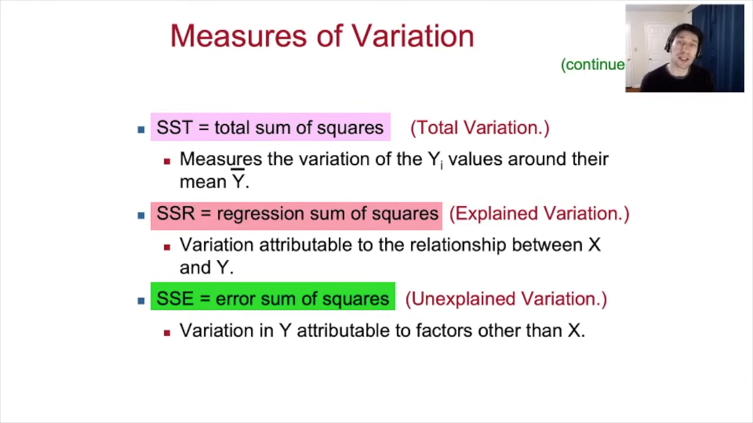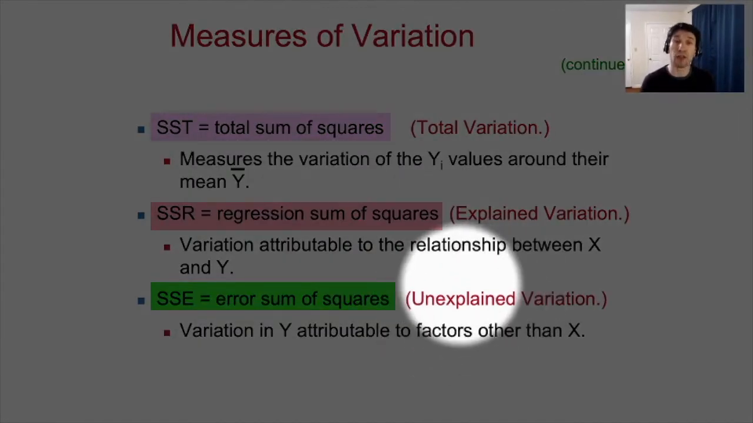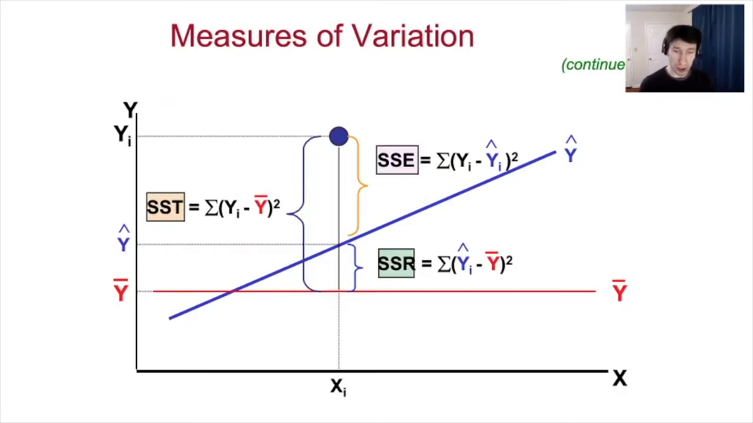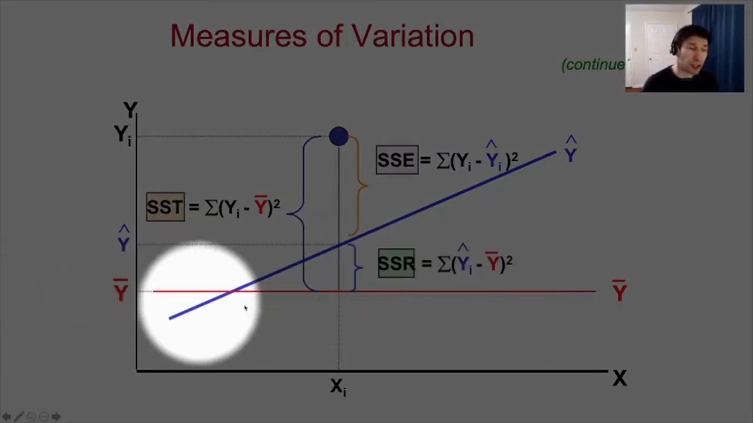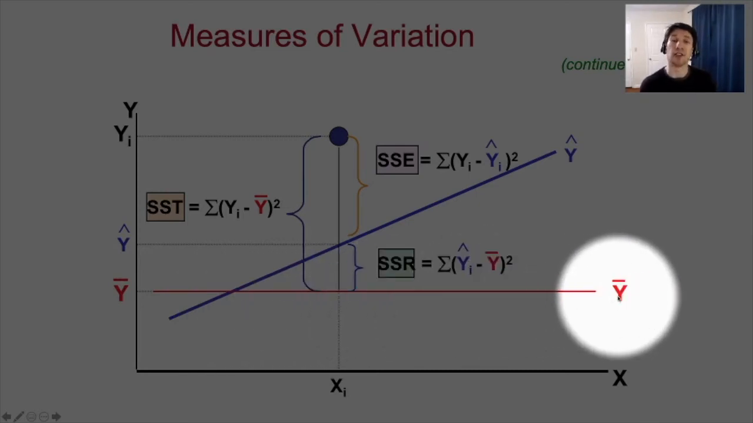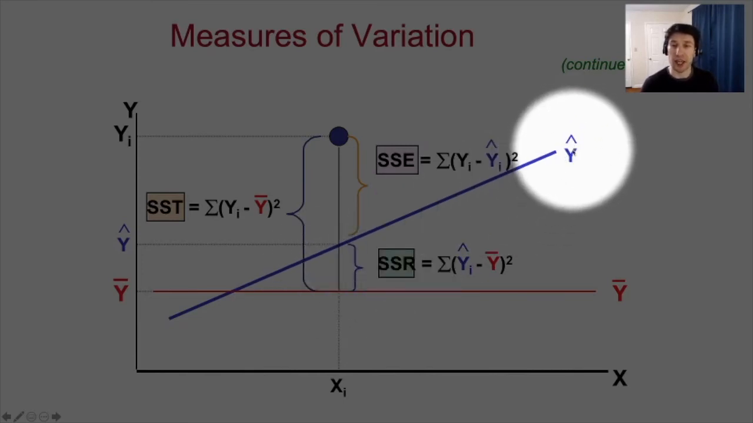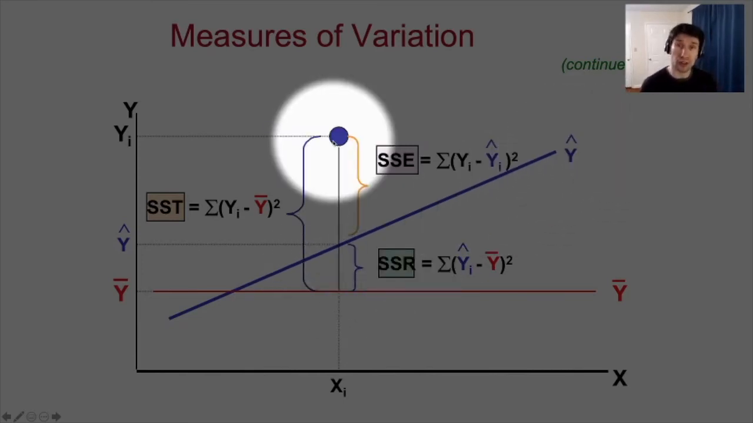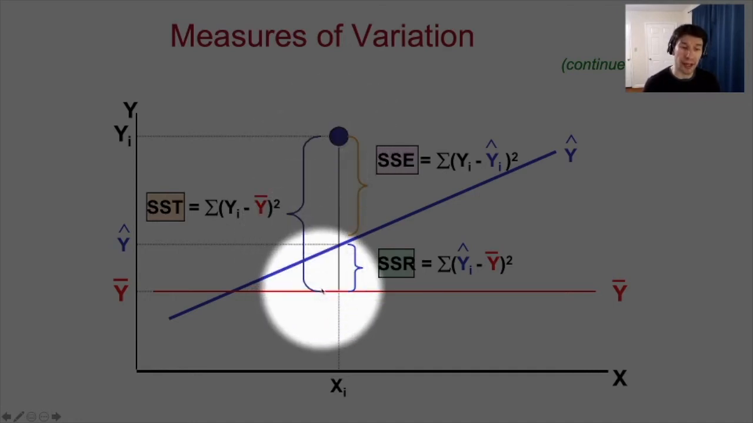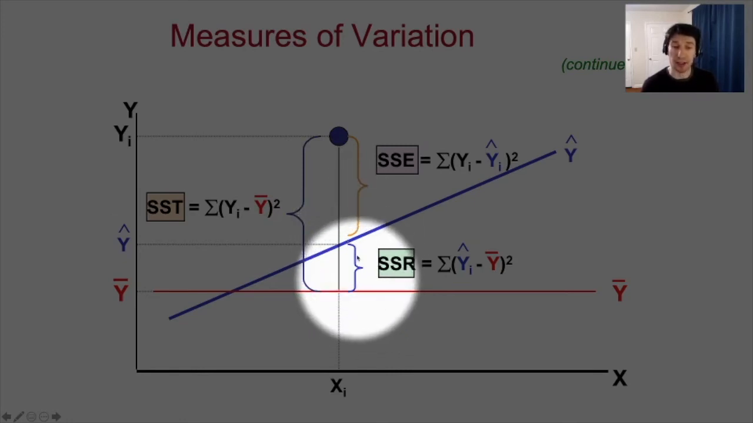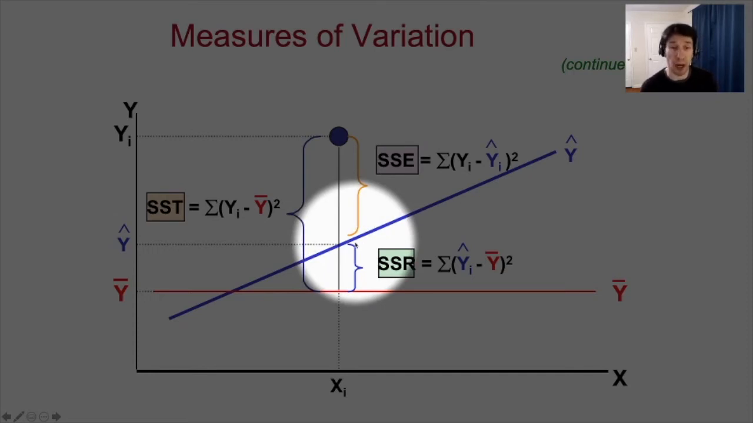What you're doing is trying to minimize the amount of unexplained variation. Visually, what does this look like? You have this line here that is your y bar. You have this line here that is your y hat, the predictions. The total variation is the distance between your yi and the mean. The regression variation is the distance between predicted y and the mean. It is the distance from the mean that is explained by the regression. And this is the part that is unexplained.